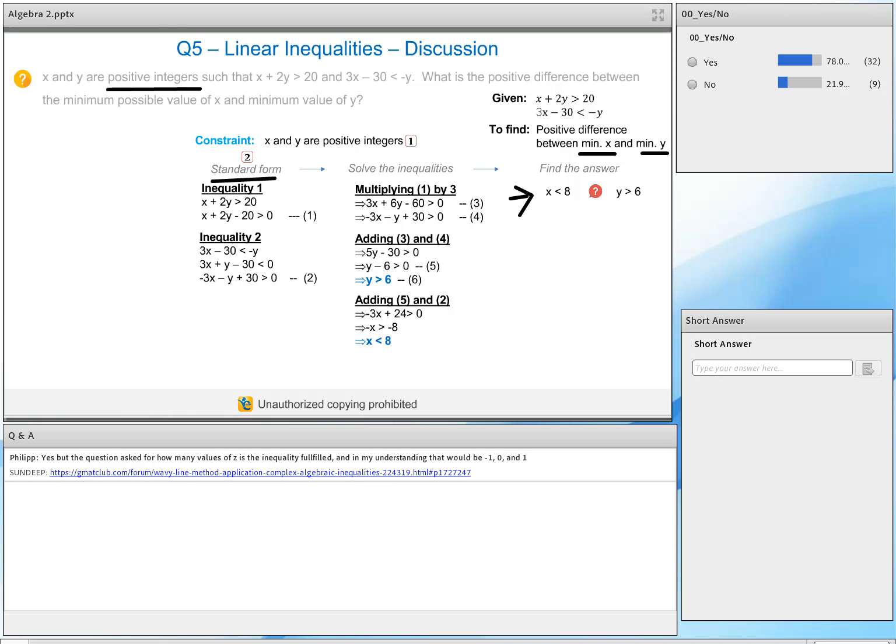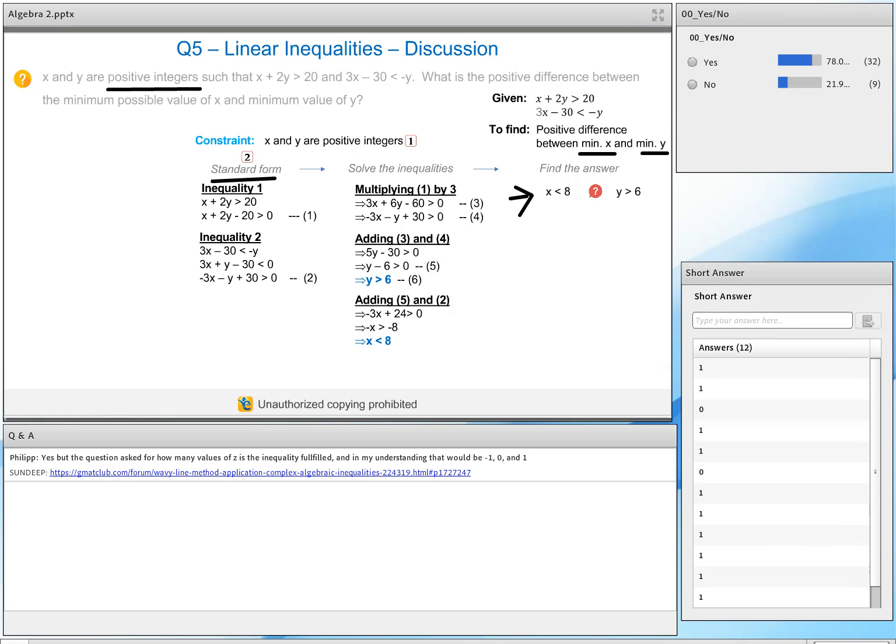x is less than 8. So what is the minimum value of x then? If x is less than 8, then what is the minimum value of x? Absolutely right. The minimum value of x is 1. It's not 0 because x is a positive integer. So the minimum value of x is 1.